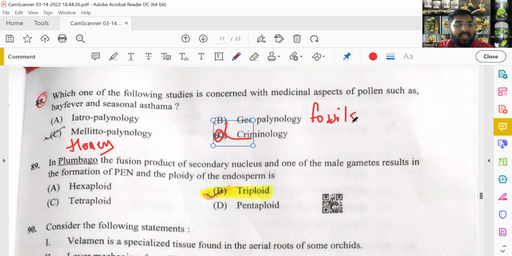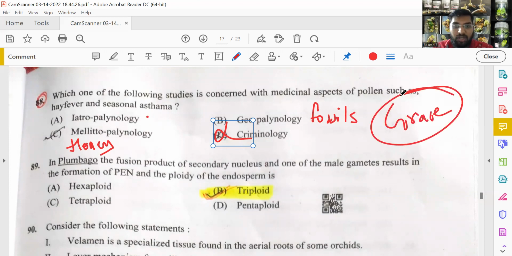So there is nothing called Palynology among the options. I don't know if there's a spelling mistake or anything. So you will get a grace mark for this, I believe, because the four options are also not falling over here.